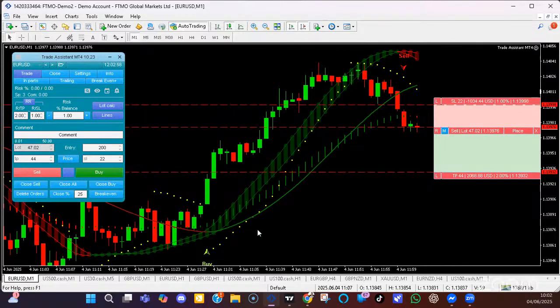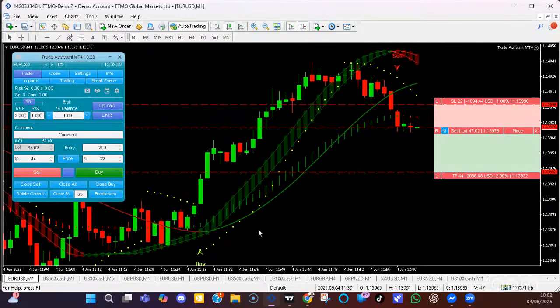So we're waiting for price to come down. Will it come down to fill out these imbalances down here? It may well do within our allotted time. We don't know.